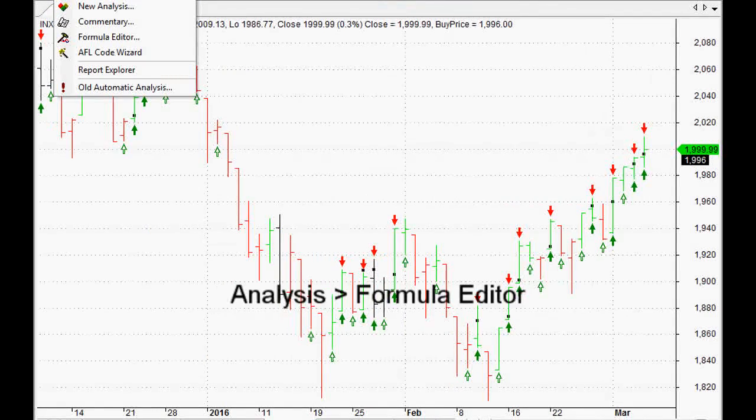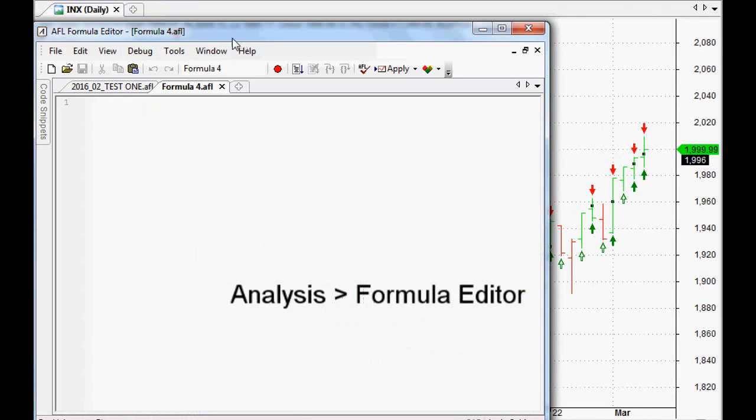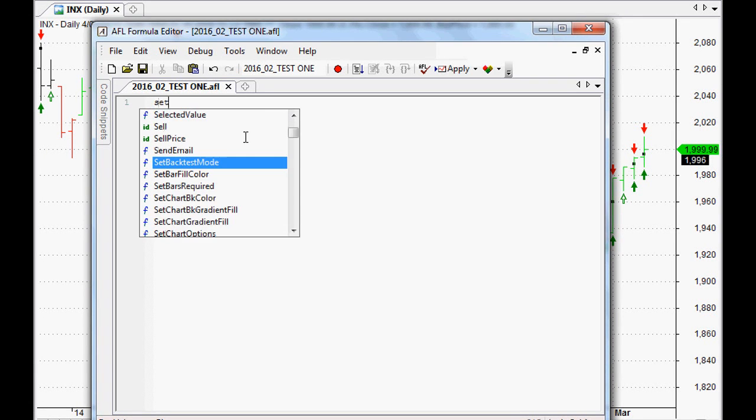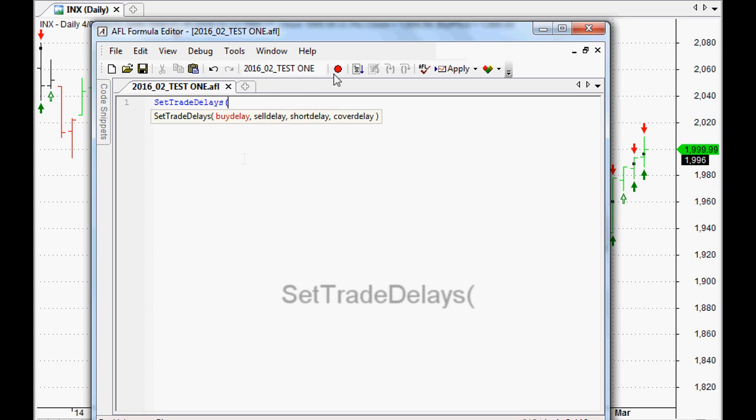First of all, we go to Analysis, Formula Editor, and that brings up the sheet of paper that we're looking for so that we can start the code. And obviously, the first thing I'm going to do is just set up the trade delays. That's a setting. You can set almost any of your settings within the code of your formula language, and I highly recommend that you do.